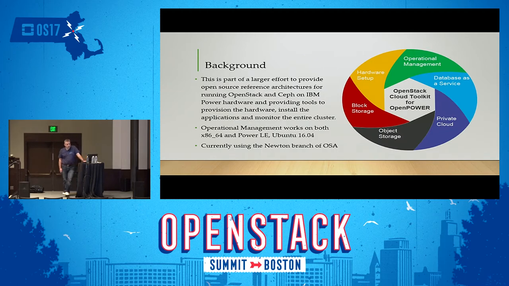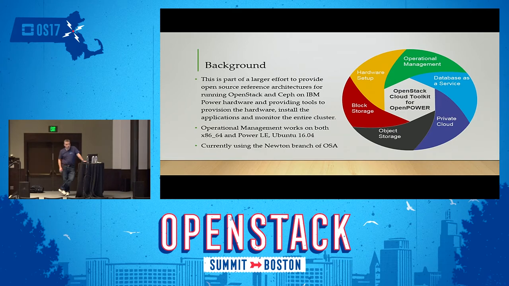Just some background of what we're doing. I'm part of a larger team focused on getting the OpenStack Cloud Toolkit for OpenPower. We have a bunch of components on that team. I'm on the operations manager team, but we have a team that does hardware setup, so bare metal provisioning of the hardware. We use Ceph for block storage, Swift for object storage, of course Nova and Neutron for private cloud, and Trove for database as a service.